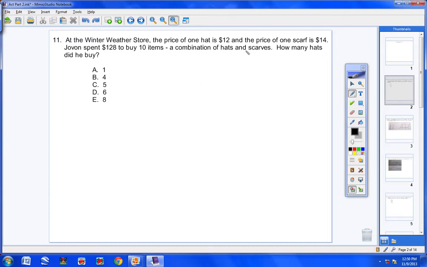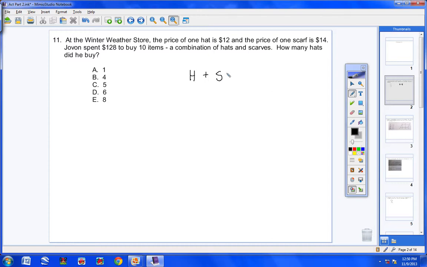If I have 2 unknowns, let's come up with 2 equations. And number 2, let's remember to look for totals, okay? Totals. For example, he spent a total of $128. He bought a total of 10 items. Now looking for a total won't always work, but quite often it does. So I'm going to say H is my number of hats and S is my number of scarves.